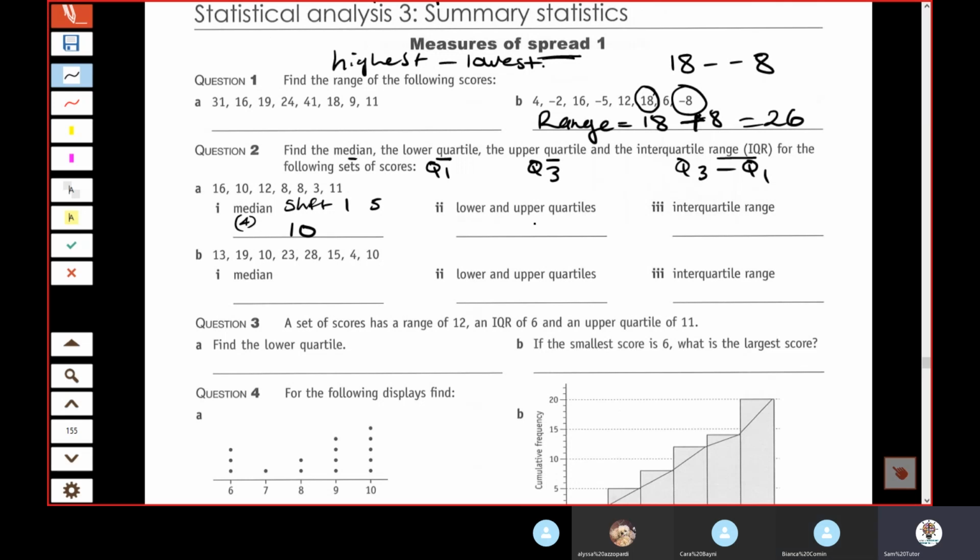Alyssa, what'd you get for lower and upper quartile? So again, press AC, shift 1. Sorry, not 4. Shift 1, press 5, and then press 3 for Q1.